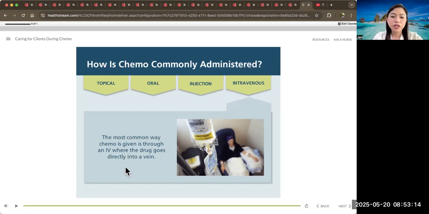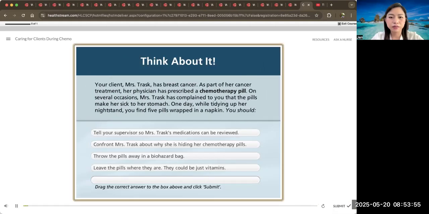Intravenous. The most common way chemo is given is through an IV where the drug goes directly into the vein. So, chemotherapy patients usually receive their chemotherapy drugs through their veins, and it usually takes a few hours to a whole day. And there are also patients who are receiving chemotherapy drugs for 24 hours. So it depends on the size of the tumor, the stage of the cancer, and the location of where the tumor is.